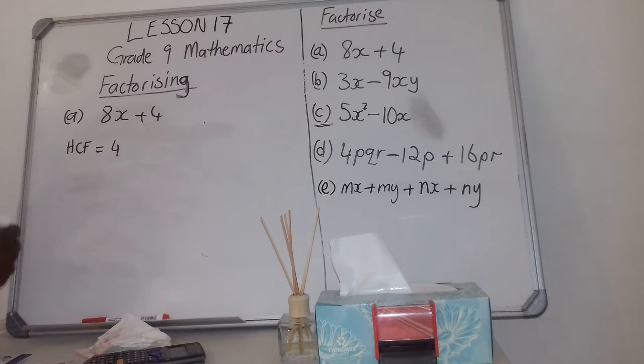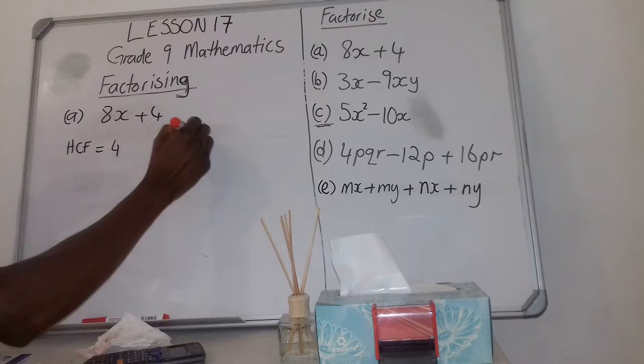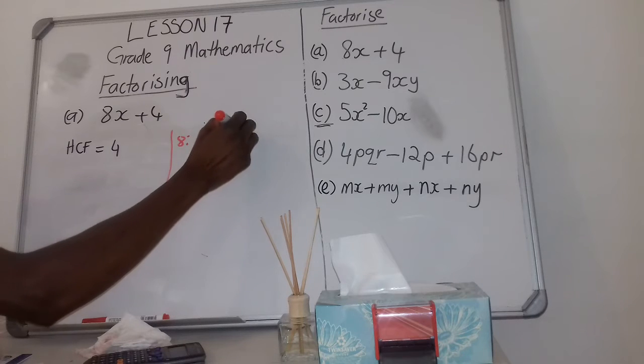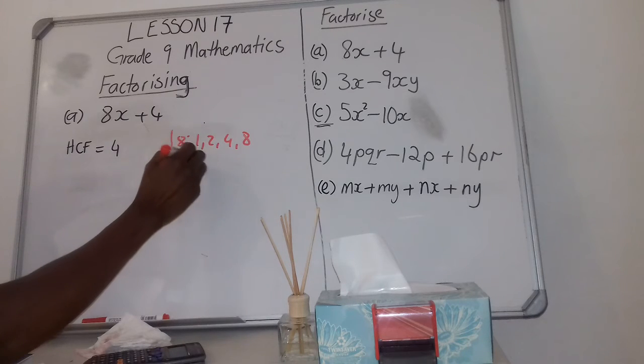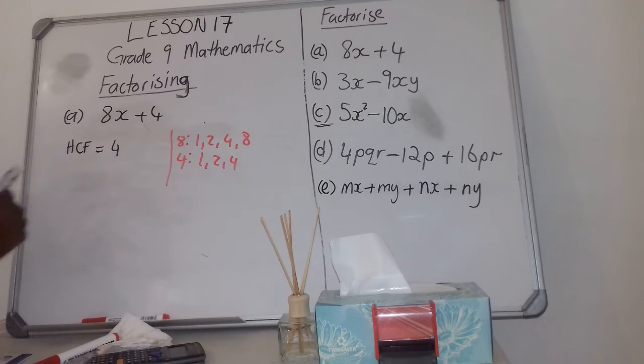Or otherwise, you can list all the factors of 8 and 4. For 8, all the factors are 1, 2, 4, and 8 itself. For 4, they are 1, 2, and 4. As you can see, 4 is the highest in the list. We can't go for 8 because there's no 8 here.